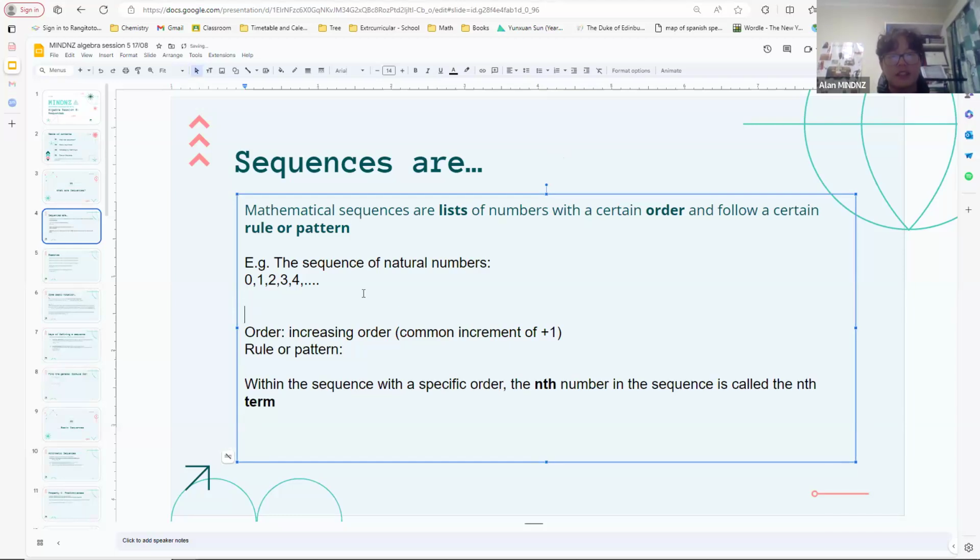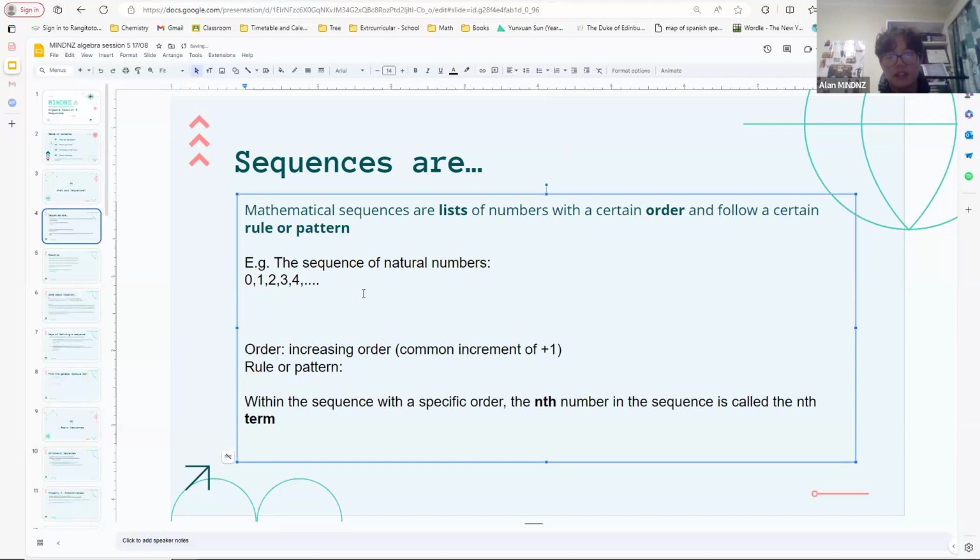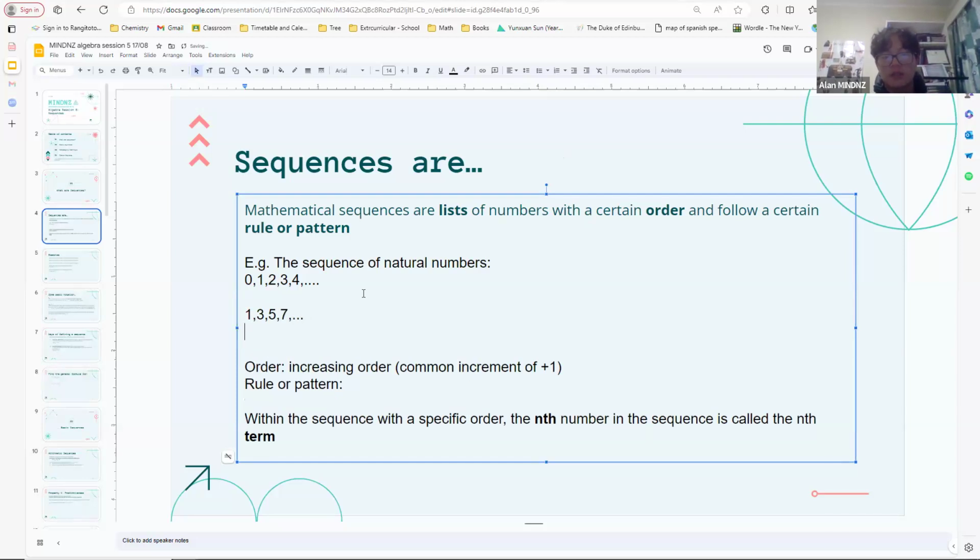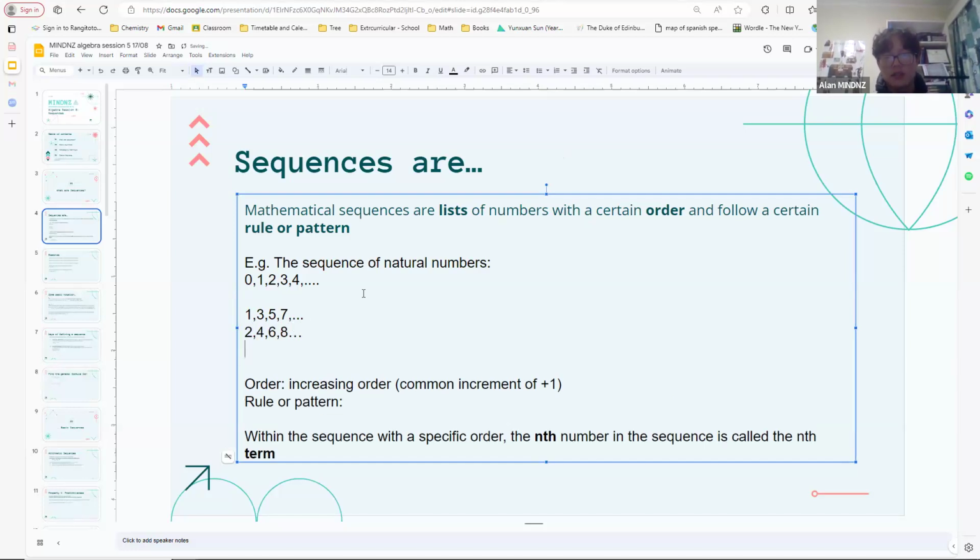So another sequence, which is commonly used in Olympiad, is the sequence of odd numbers, which is 1, 3, 5, 7, dot, dot, dot. And there's also the sequence of even numbers, 2, 4, 6, 8. And there's also the sequence of powers of 2, which is like 2, 4, 8, 16. Yeah, this Fibonacci sequence is a very famous sequence. So we call the nth number in the sequence the nth term. That's a bit of terminology.